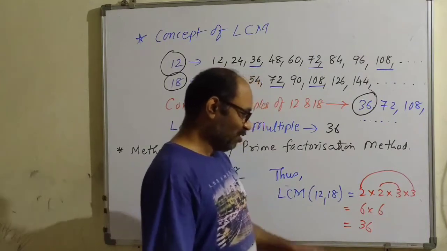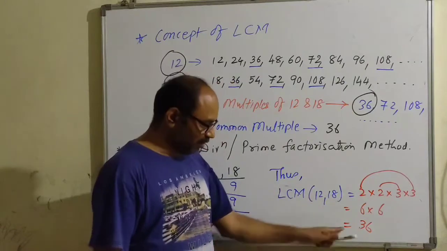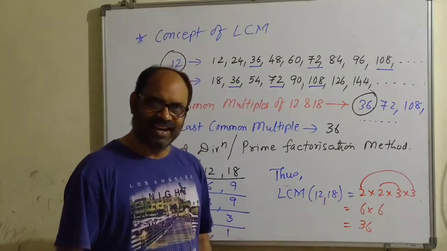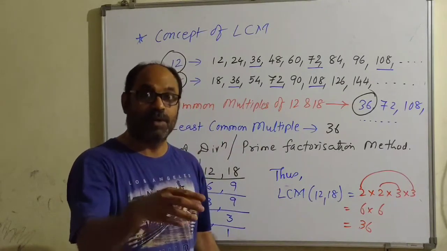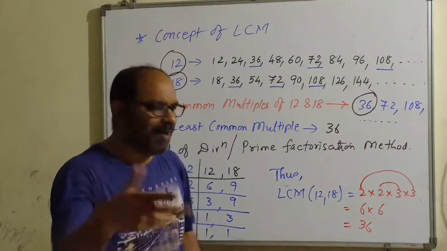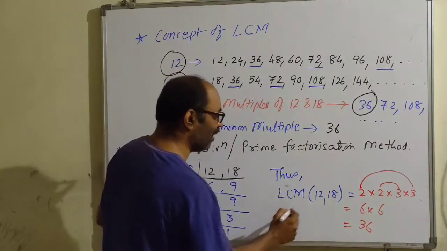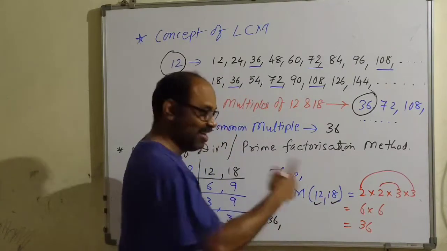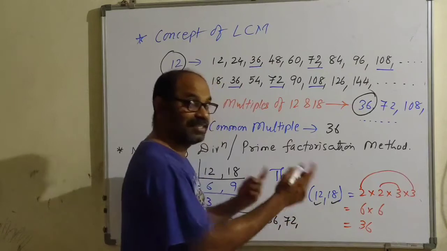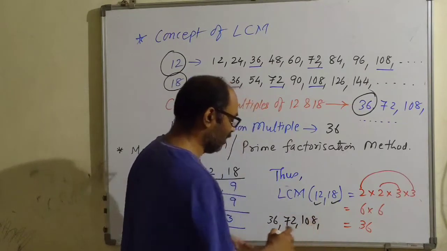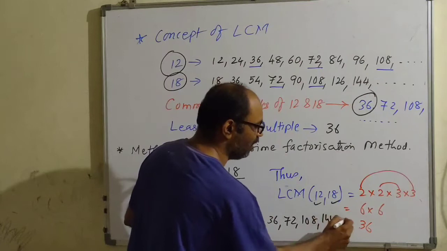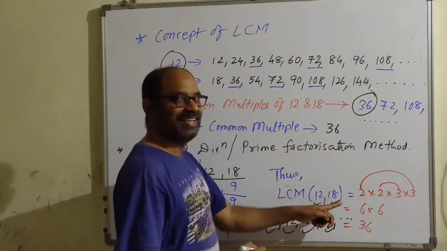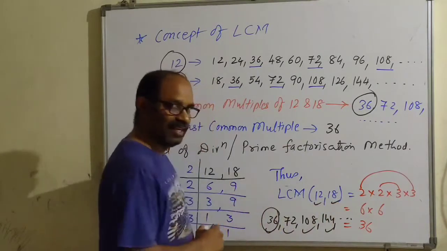Fine? So what is the LCM of 12 and 18? 36. Hey children, you got the LCM of 12 and 18, 36. That is the least common multiple. But what about the other common multiples? Well, the other common multiples of this: the first one, the smallest one, is 36. Next, 36 twos are 72. 36 threes are 108. 36 fours are 144. And so on. These are all common multiples of 12 and 18. And the least one is 36.